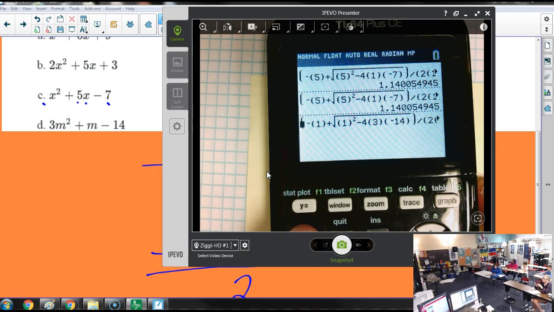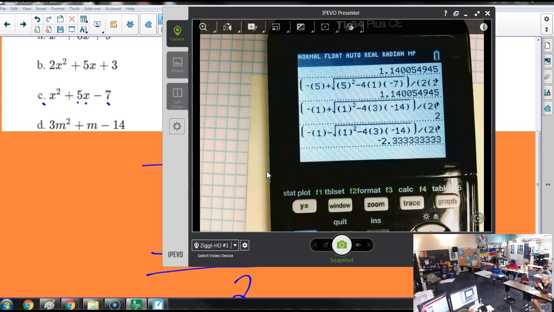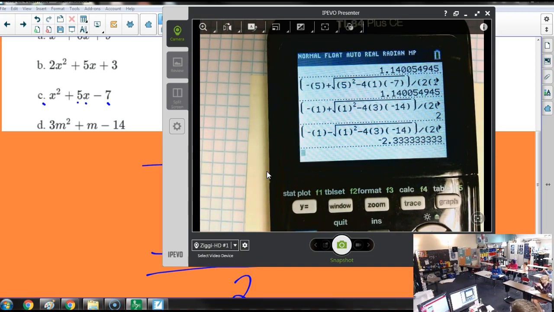If this is for D, my B value is 1, my A value is 3, my C value is negative 14, my A value is 3. Here's my one answer. Then I had parentheses, second entry. That's why we don't want to type it in every time. We just want to change it. Then I come here and I do minus instead, and I get my other answer. Great. The insert button is very helpful.